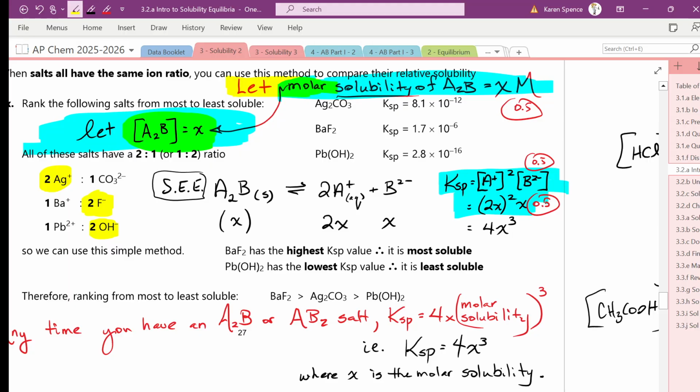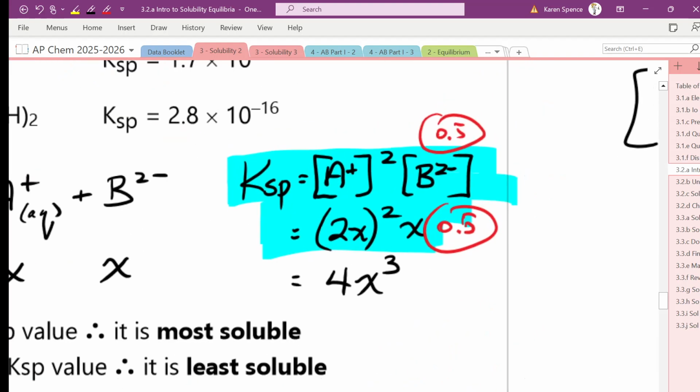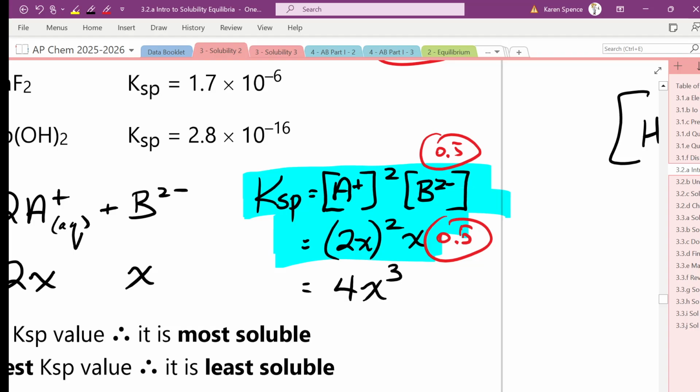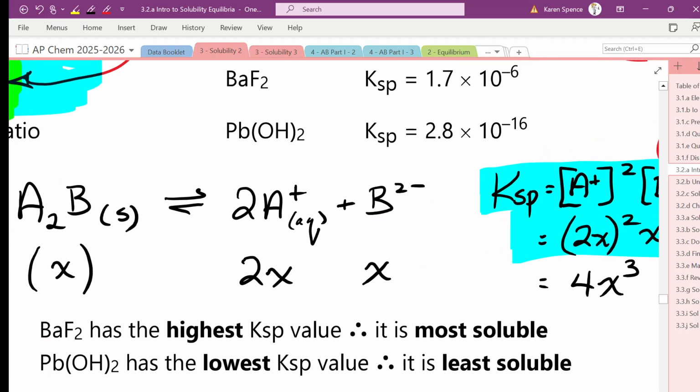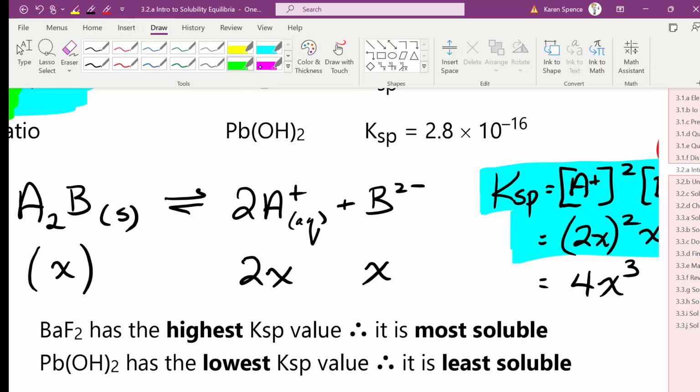Pardon me? No, you can have more steps. You just can't skip writing the KSP expression, for example. Because people do, they're like, I know KSP is equal to 4x cubed, bam, off I go. Because it's easier, but you want to prove that you know where that came from. Do you know what I mean? And you would also show this, right?